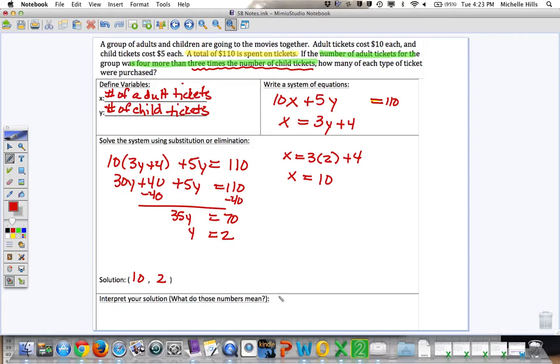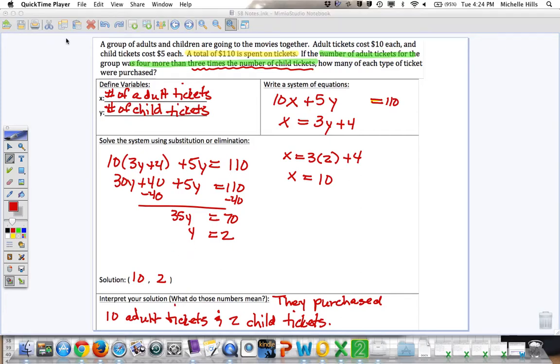Use a complete sentence. They sold, because they were asking how many of each type were purchased, or they purchased 10 adult tickets and 2 child tickets. You need to do this as a complete sentence, and you have to have that as part of your answer.